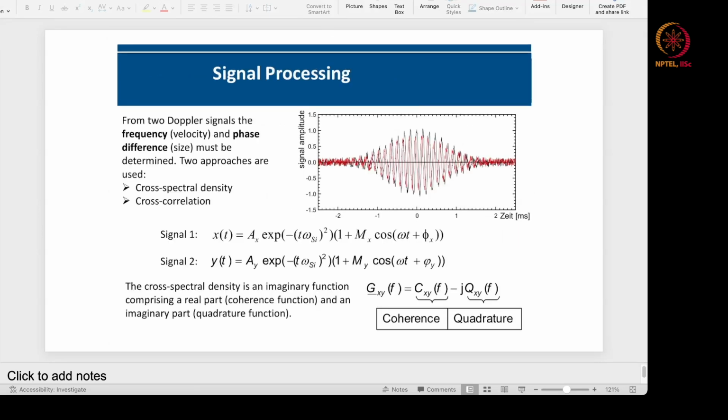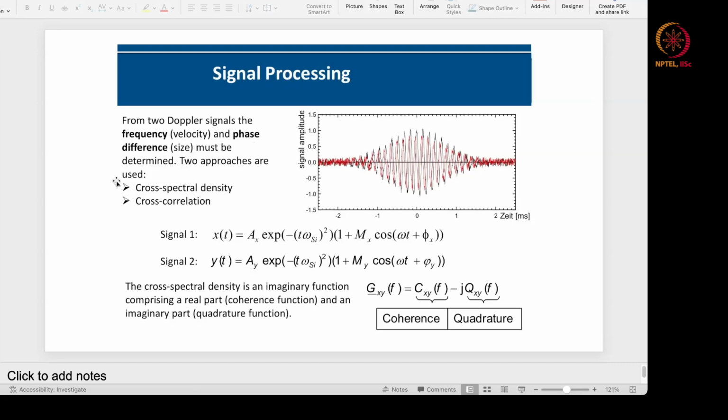Now we do a little bit of what we call signal processing. In the signal processing, from the 2 Doppler signals, the frequency is related to the velocity, and the phase difference is related to the size.